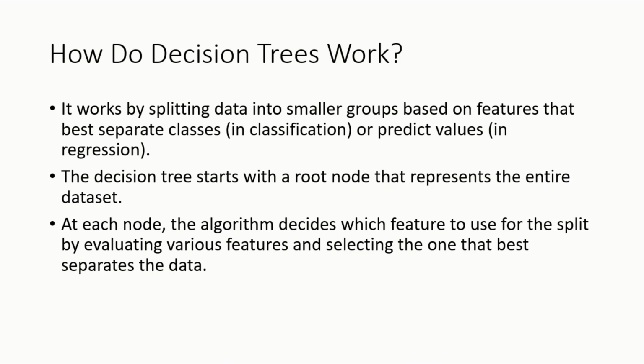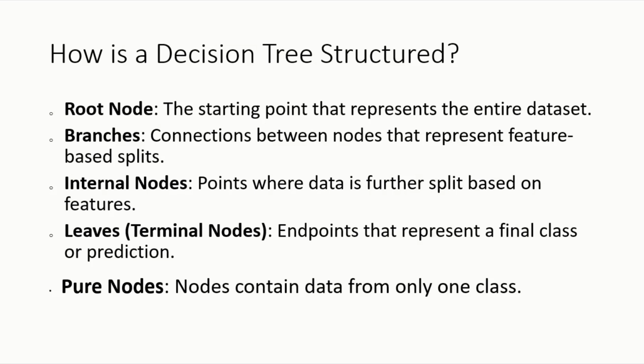It works by splitting the data into smaller groups based on features that best separate classes in classification or predict values in regression. The decision tree starts with a root node that represents the entire data set. At each node, the algorithm decides which feature to use for the split by evaluating various features and selecting the one that best separates the data.